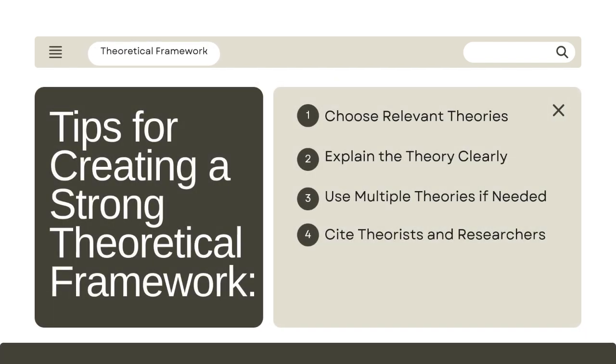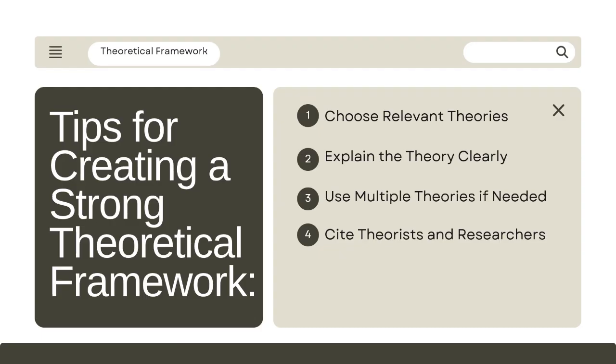So, tips for creating a strong theoretical framework. First is choose relevant theories. Select theories related to your research problem. So, it's not just related to your study, it's more focusing on the research problem too. Second, explain the theory clearly. Describe how the theory applies to your study.